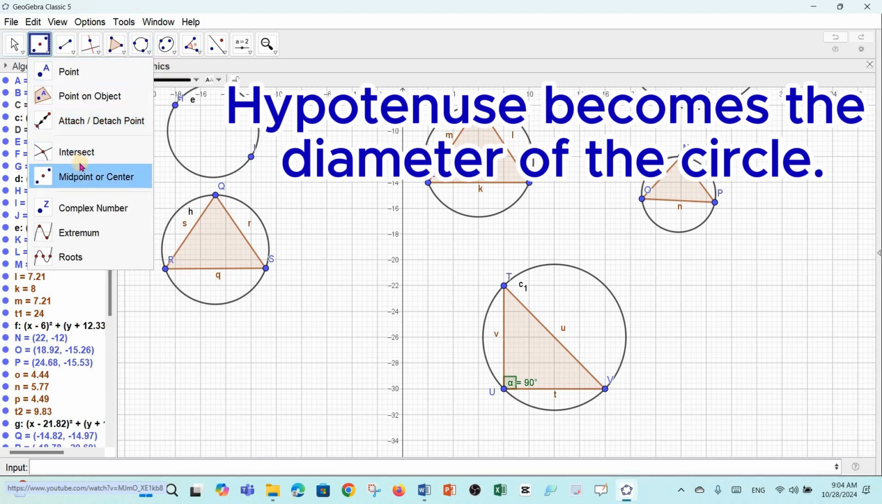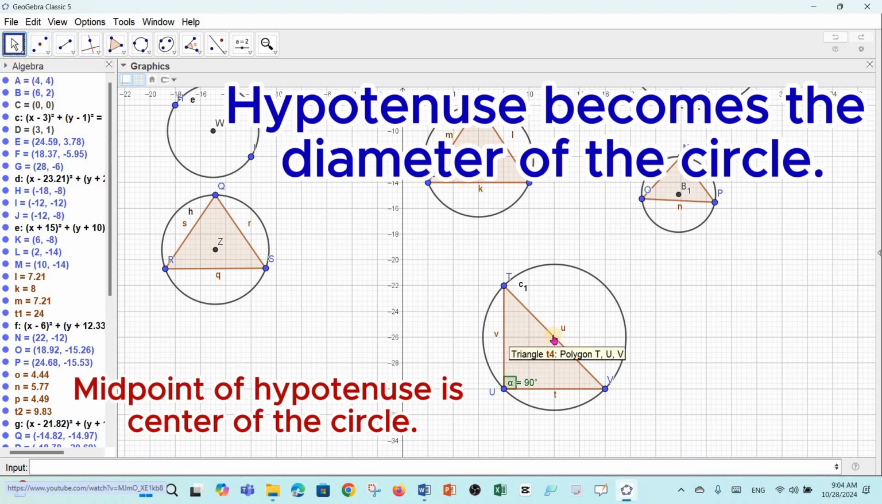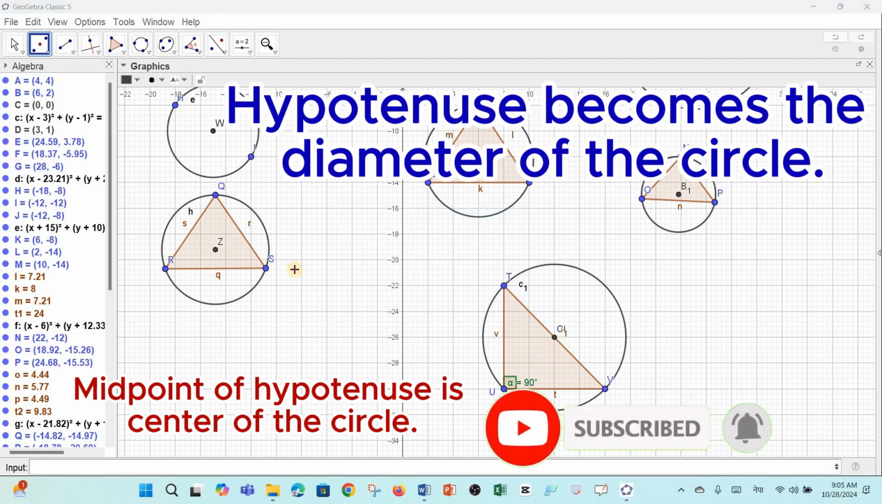From this point tool, select midpoint or center. And if you want the center of this circle, just click on the circumference. You get the center of this circle. Now let's click on the circumference of this circle to find the midpoint. Yes, what is this? The center lies on the hypotenuse of the right angle triangle.